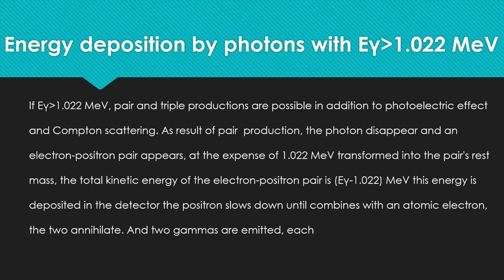Now I'm gonna talk about the energy deposition by photons with energy higher than 1.022 MeV, where the pair and triplet production are possible in addition to the photoelectric effect and the Compton scattering. So what is happening here? The pair production will occur. What I mean by the pair production is that the photon will disappear and the electron-positron pair will be created.